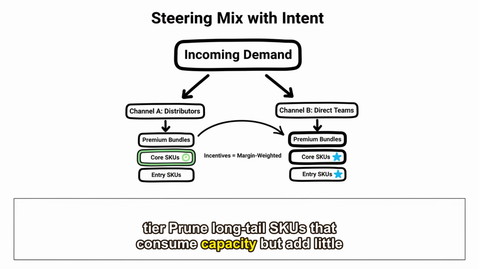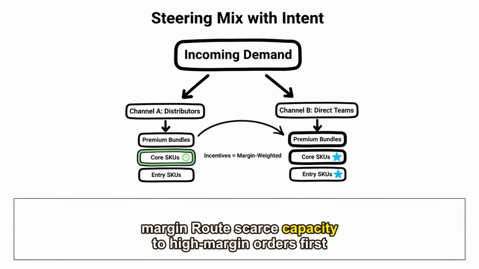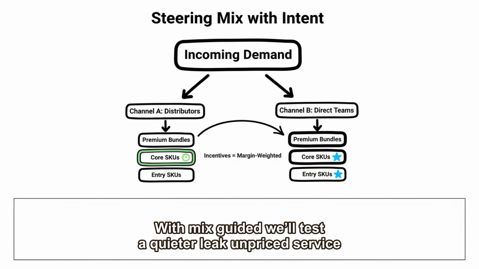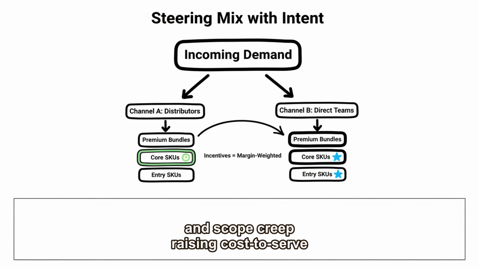Prune long-tail SKUs that consume capacity but add little margin. Route scarce capacity to high-margin orders first. Align sales incentives to margin-weighted revenue, not just top line. With Mix Guided, we'll test a quieter leak, unpriced service and scope creep raising cost to serve.